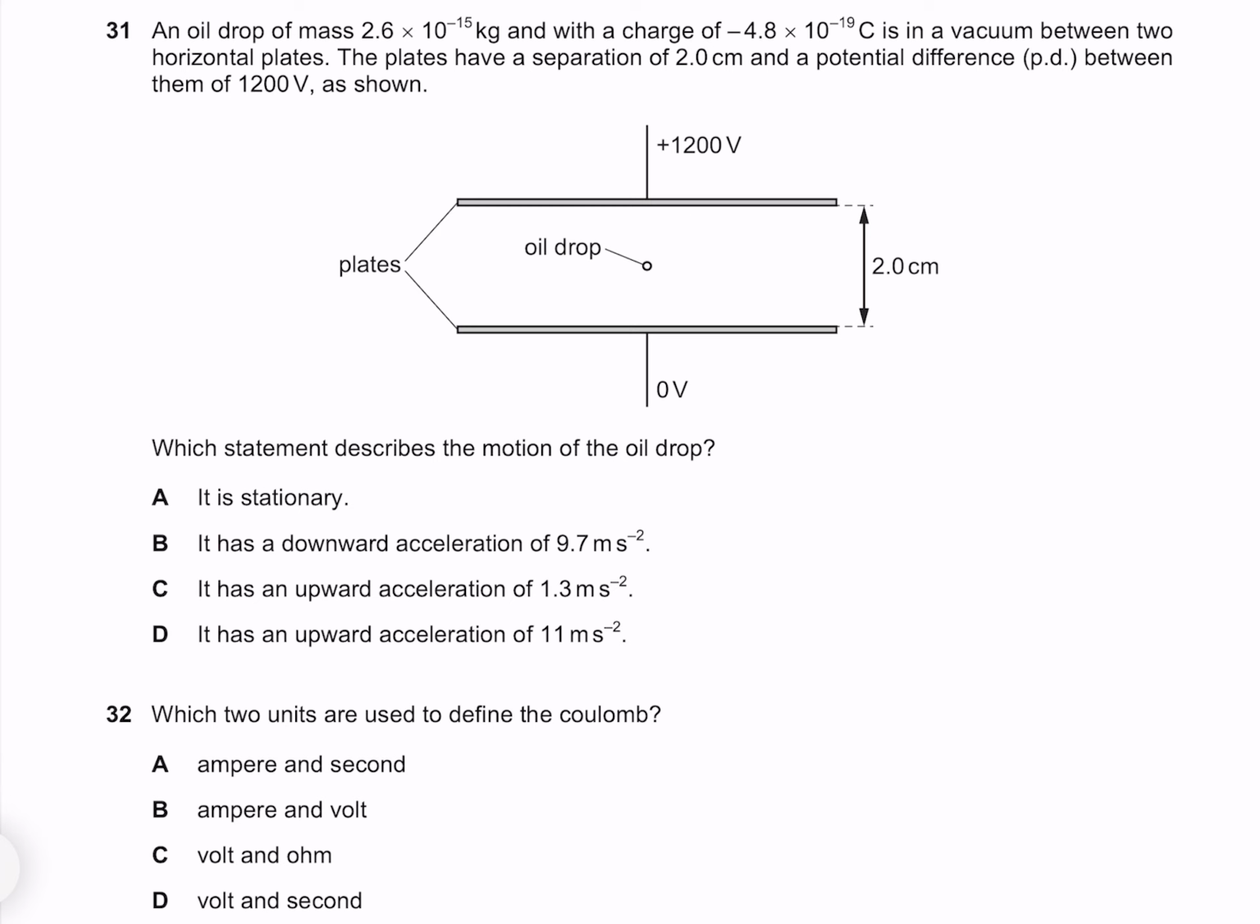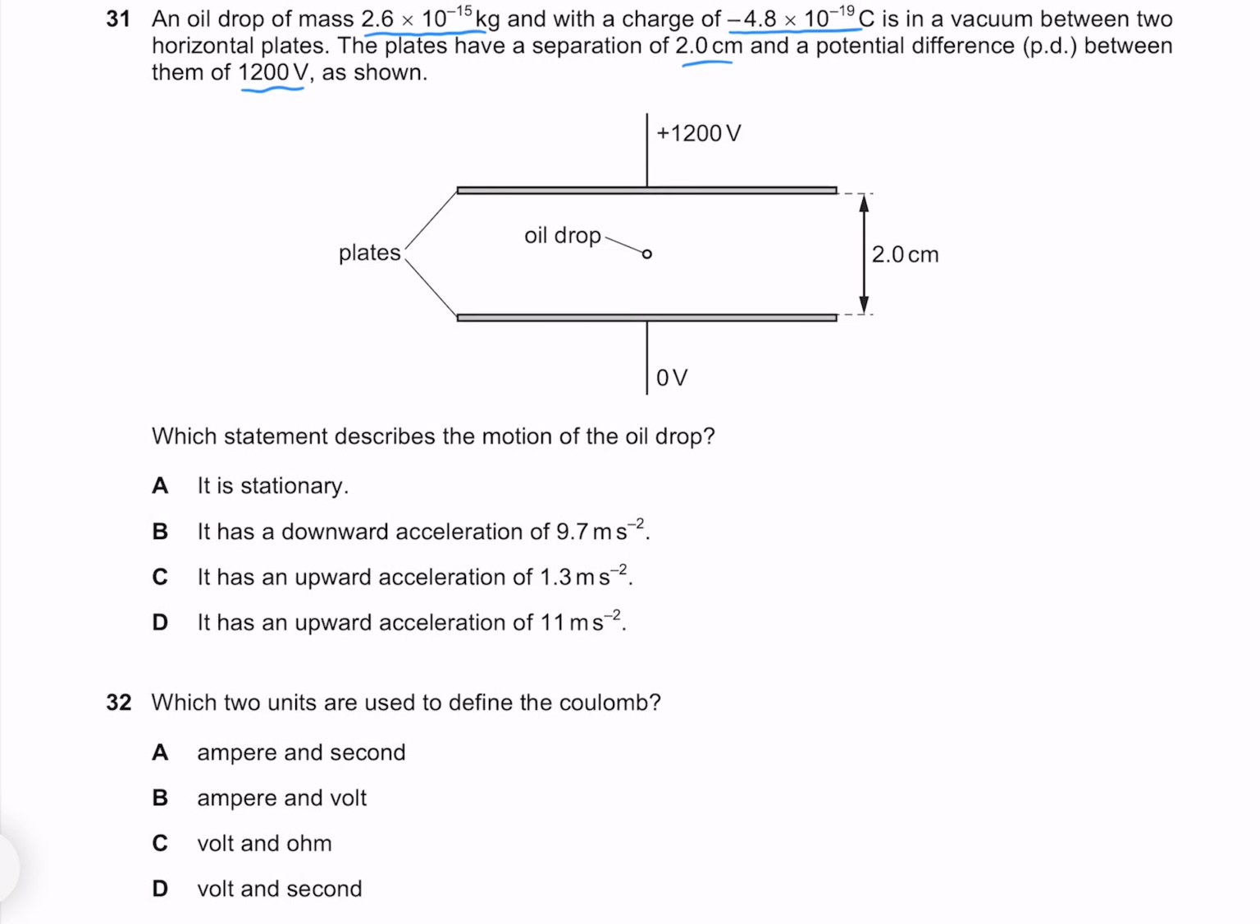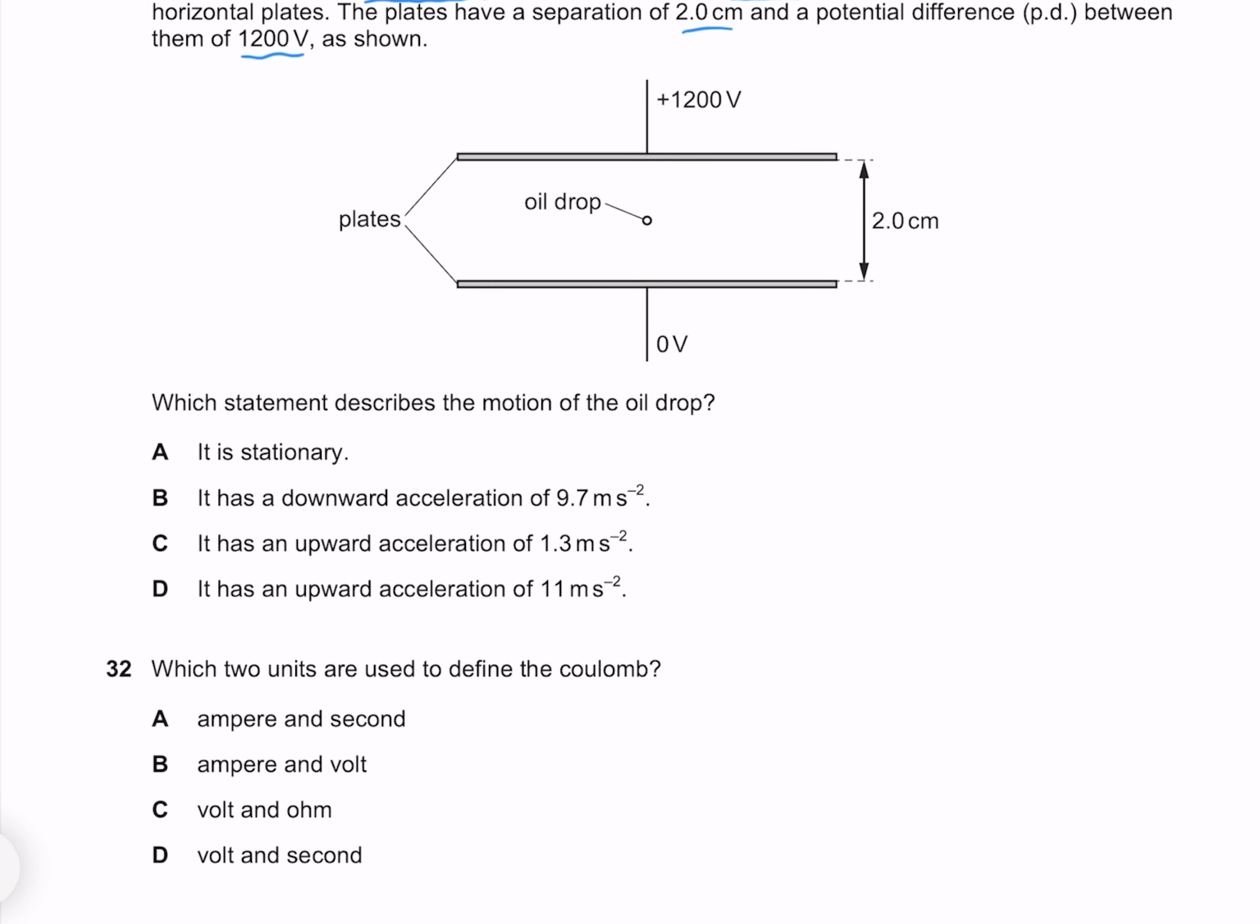An oil drop of mass 2.6 times 10 to the minus 15 kilograms, and with a charge of negative 4.8 times 10 to the minus 19 coulombs, is in a vacuum between 2 horizontal plates. The plates have a separation of 2 centimeters and a potential difference between them of 1200 volts, as shown. Which statement describes the motion of the oil drop?